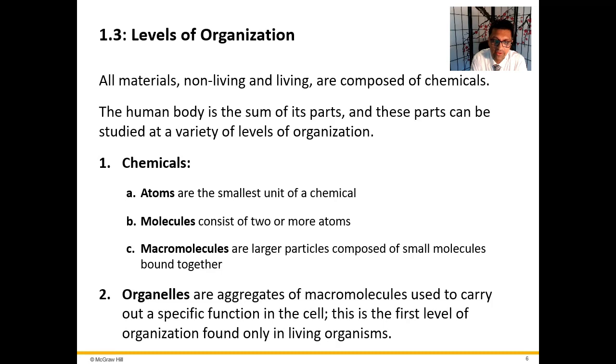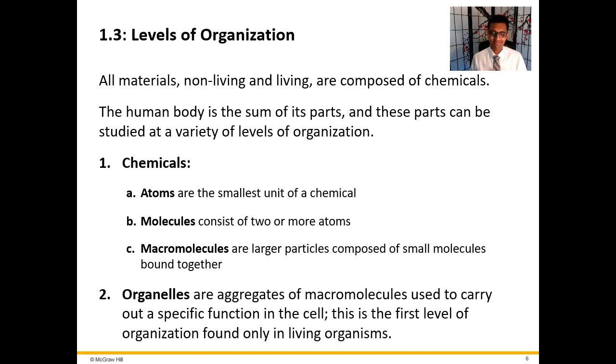Organelles are aggregates of macromolecules used to carry out a specific function in the cell. Okay? This is the first organization found in living organisms. So organelles would be like the nucleus, ribosomes, Golgi body, vacuoles. Those are organelles, and we'll learn a little bit more about organelles a little bit later. But you can see how it goes.